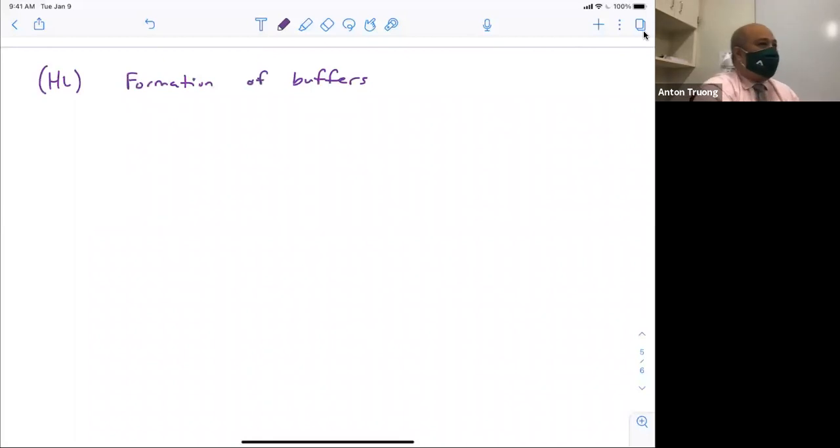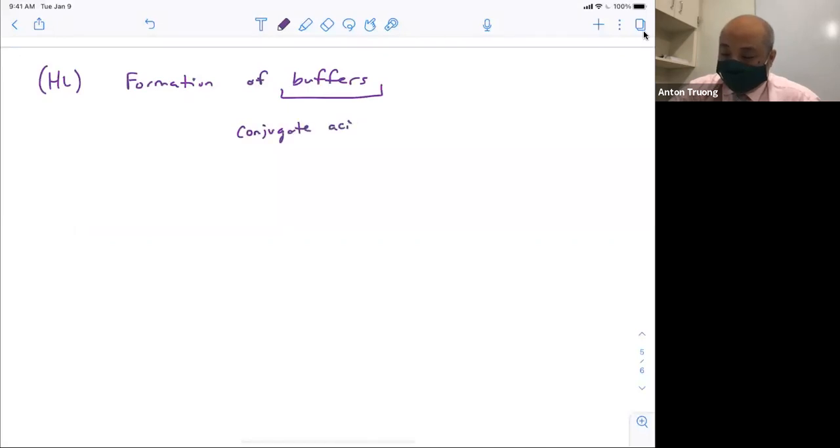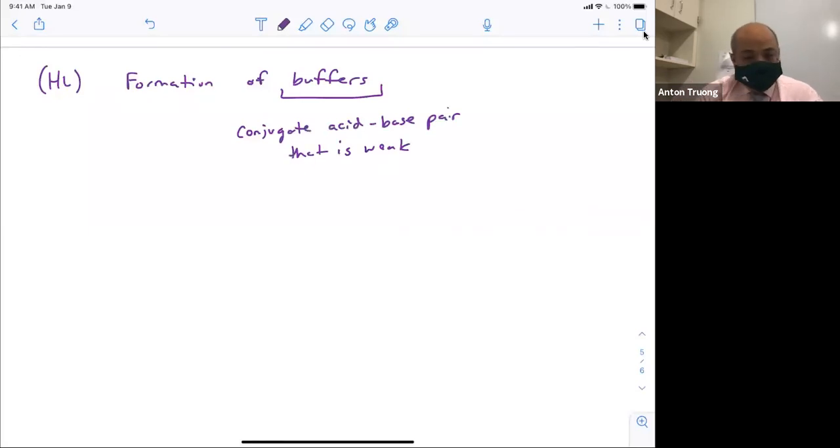State and explain how you would form a buffer, okay? I know a lot of y'all hate buffers, so that's okay. But here's what you need to understand about a buffer solution, and hopefully that will help you understand how you make them. A buffer solution needs to have a conjugate acid-base pair that is weak in the solution.